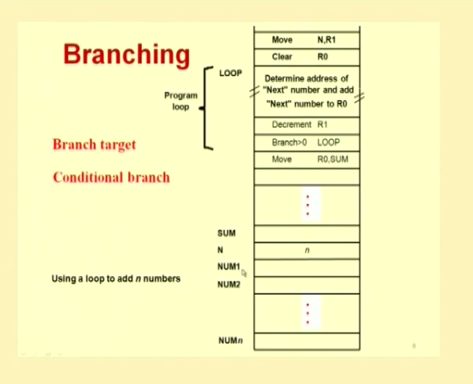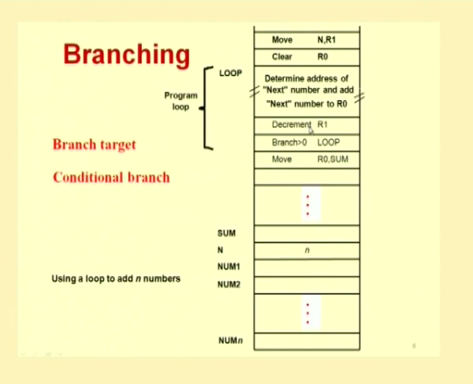num n. If I know the position of the first number, starting from there I can now access the number and add it to a particular register. So, inside this loop what I would need to do is determine the address of the next number and add that next number to R0. Now, this I will keep doing until I have added all the n numbers. The count n is available in a register called R1 since I have moved it there. So, what I do now is I will keep on decrementing R1. When my R1 becomes 0, I can come out of this loop.